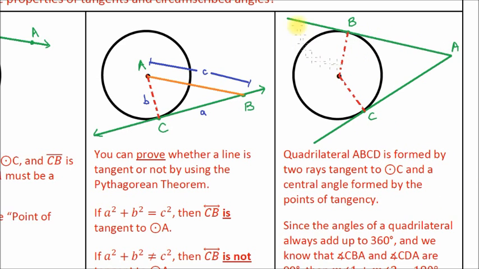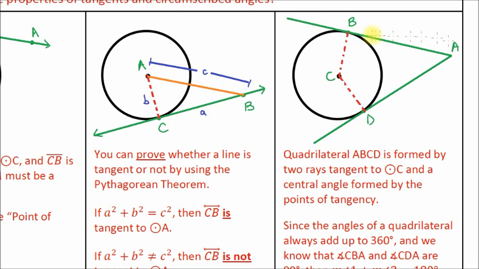Quadrilateral ABCD. Let's label the center of the circle D. If it's called ABCD, I'm going to have to label this differently. I'm going to have to label that in order. ABC, and then this is D. Okay, ABCD is formed by two rays tangent to circle C.